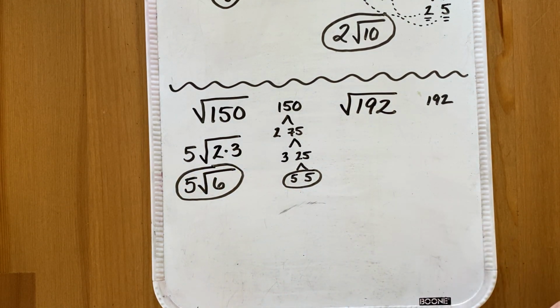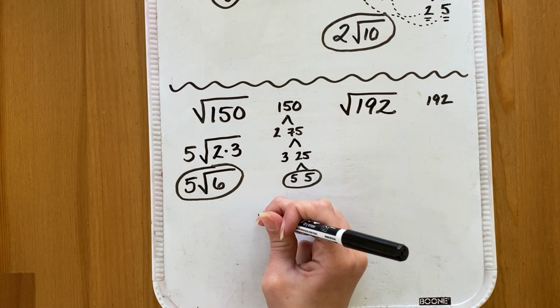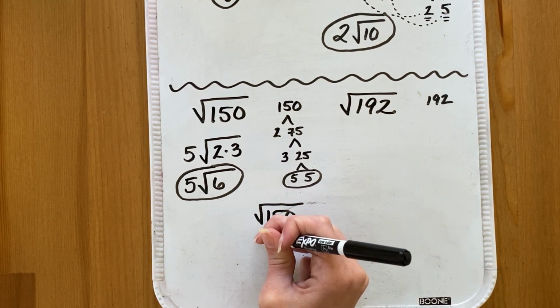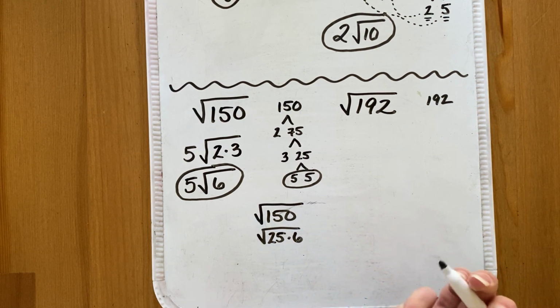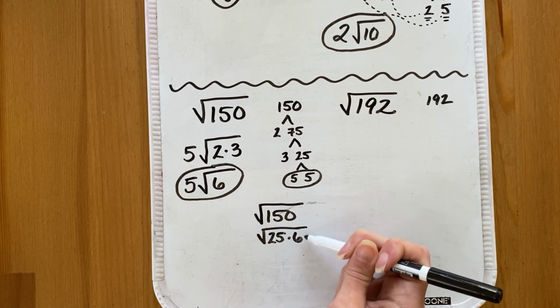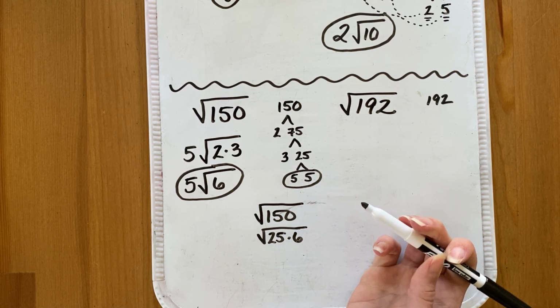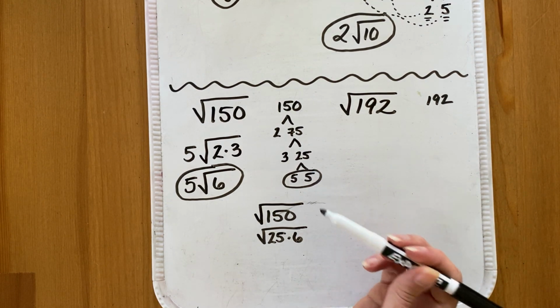Now, if the tree seems like too much work, there are other ways to think about this. You can think of 150 as 25 times 6. So you can break this down strategically into something that is a perfect square and something that's not. If you're really familiar with your perfect squares, this is a shorter strategy. If you're less familiar with your perfect squares, I recommend the tree.